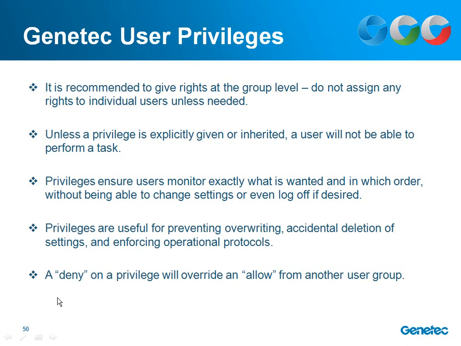In terms of the priority given to the privileges, a deny will always outweigh an allow. So if we have a user who has been assigned to two user groups, and in one user group the user is allowed access to the config tool, but in the second user group they are denied access, then the deny will take precedence and they will not be allowed access to the config tool.